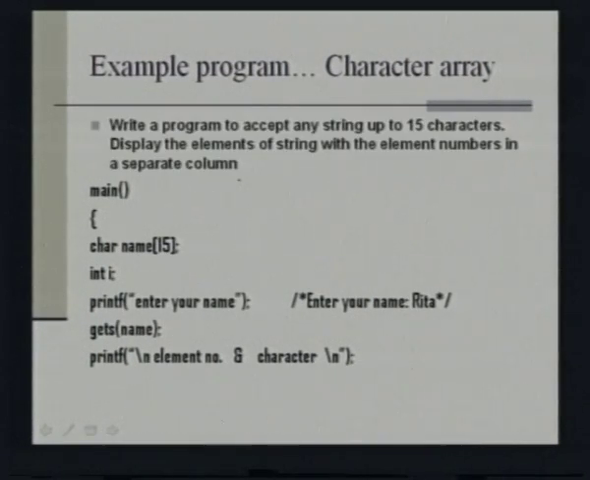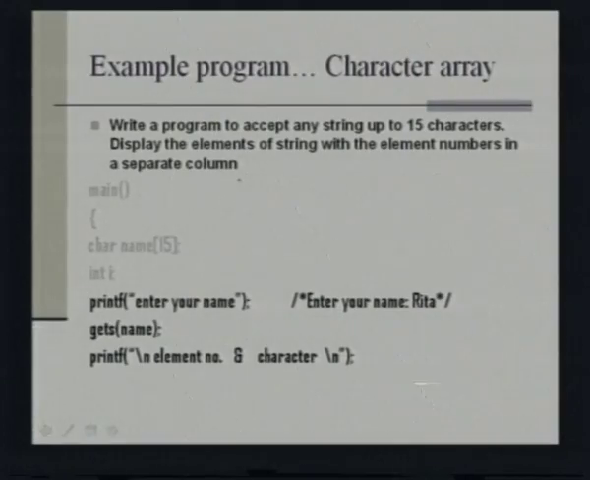This is an example for a character array, an array which holds alphabets. So in this program we are going to accept a string of up to 15 characters, and we are going to display the elements of the string with the element numbers in a separate column. That means if I enter a name, each character of that name should appear in a separate column and its corresponding positions should be identified.